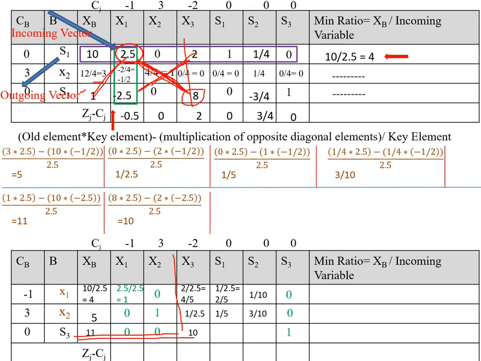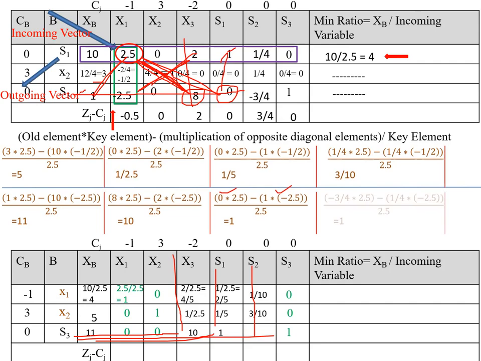So next element is the S3 and S1. For the S3 and S1, the value is the 0. So key element is the 2.5 here. For this one, opposite diagonal elements are the 1 and minus 2.5. So 0 into 2.5 minus 1 into minus 2.5, divided by key element value 2.5. So answer we will get the 1. So enter the 1 here. And the last element value is S3 with respect to S2. S3 and S2 value is the minus 3.4.